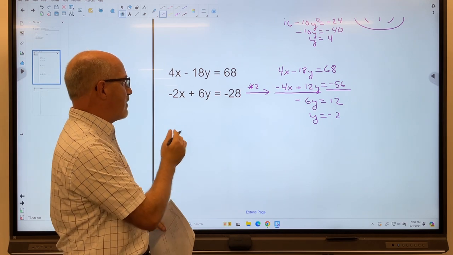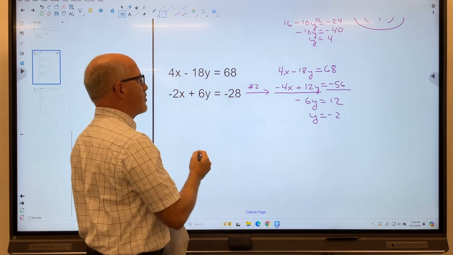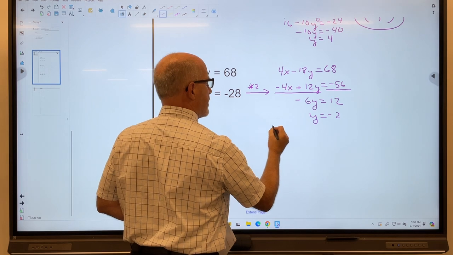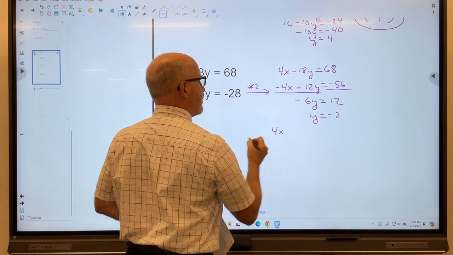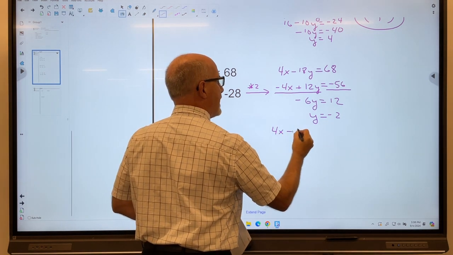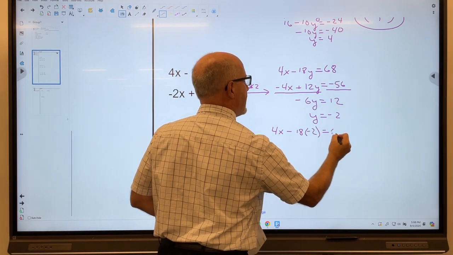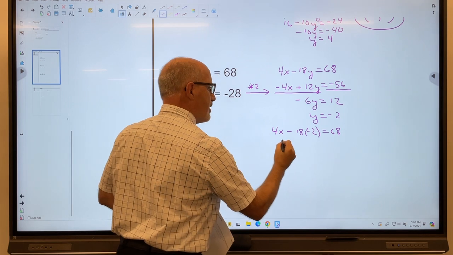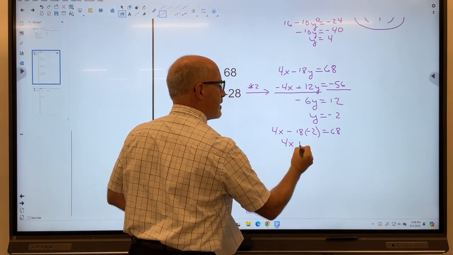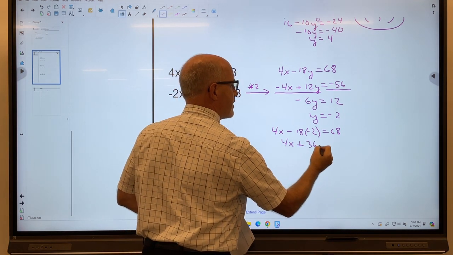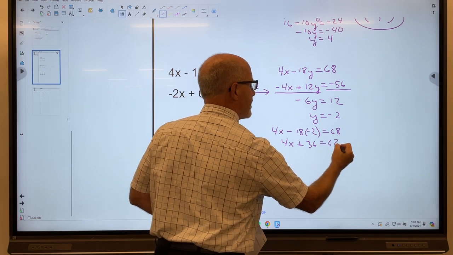So I got to pick one of the two. Let's go ahead and pick the first one in this case, just for variety. So 4x minus 18 times -2 equals 68. 4x plus, this will be 36, equals 68.